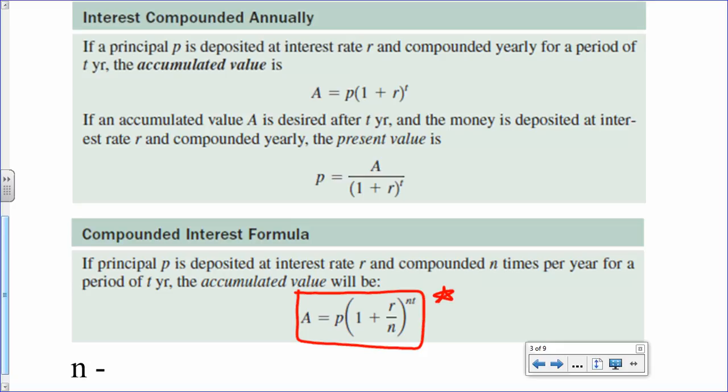So compound interest is different than simple interest because simple interest calculates the interest one time at the end of the time period. Compound interest calculates your interest every year and adds that to your principal. So your principal becomes a different amount each year. If you cannot read, that exponent is NT. It's kind of blurry, so it's NT.